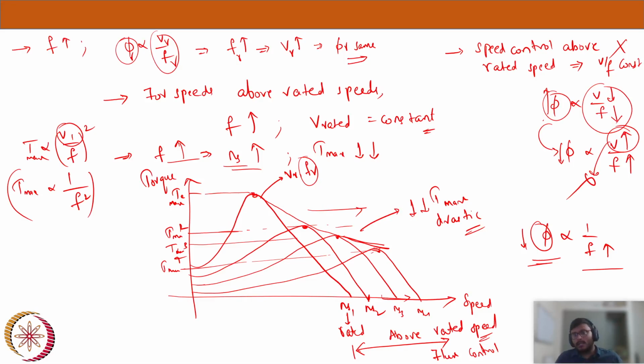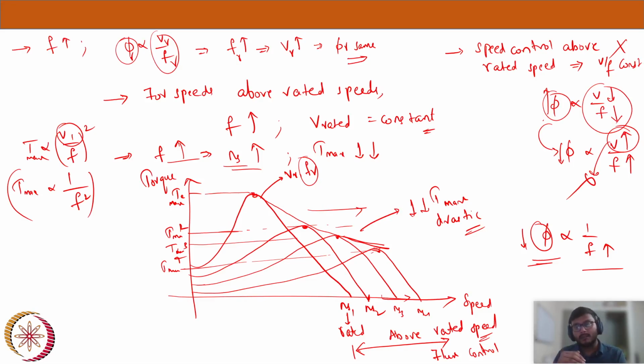So I hope the concept of speed control in induction machine is clear to you all now. We discussed in detail how speed can be controlled in an induction machine below and above rated speeds. The key point to remember is that below rated speed, you have to maintain V by F constant to keep the flux rated constant.